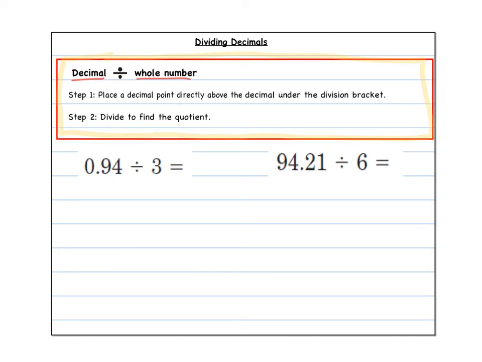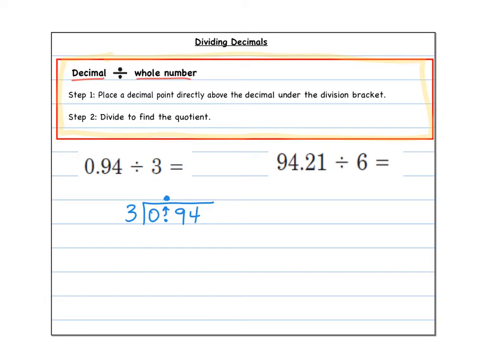Okay, our first example here, 94 hundredths divided by 3. So my division bracket, the first number goes inside the bracket, the 94 hundredths. Second number goes on the outside. So we're seeing how many times 3 goes into 94 hundredths. Our first step, place a decimal point directly above the decimal under the division bracket. So this decimal point gets carried up above. Step 2, divide to find the quotient.